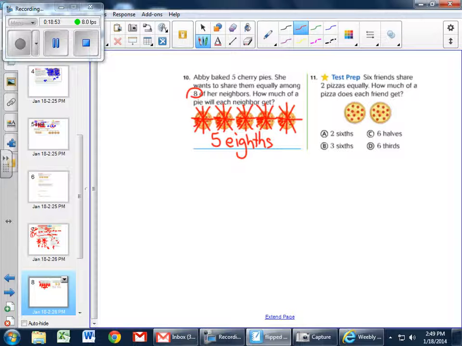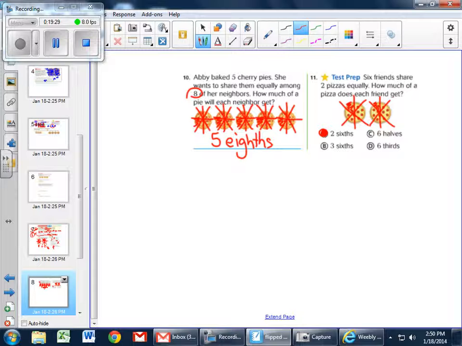Okay, number 11. 6 friends share 2 pizzas equally. How much of each pizza does each friend get? So we need to cut it into 6. 2, 4, 6. My drawing, they don't look very equal. And then count out. Each friend is going to get 2/6.